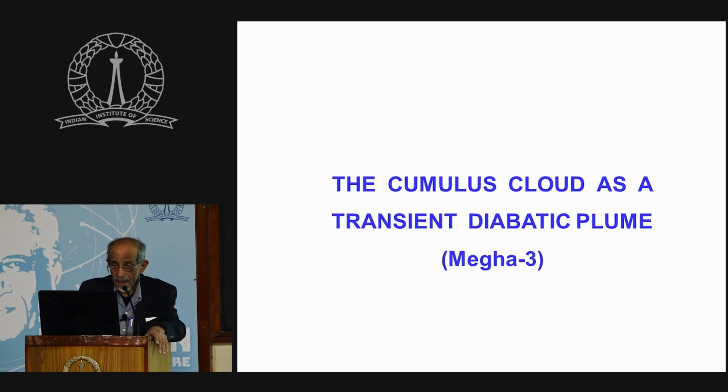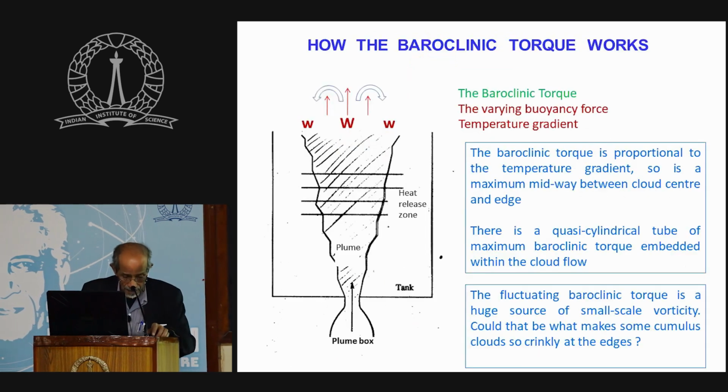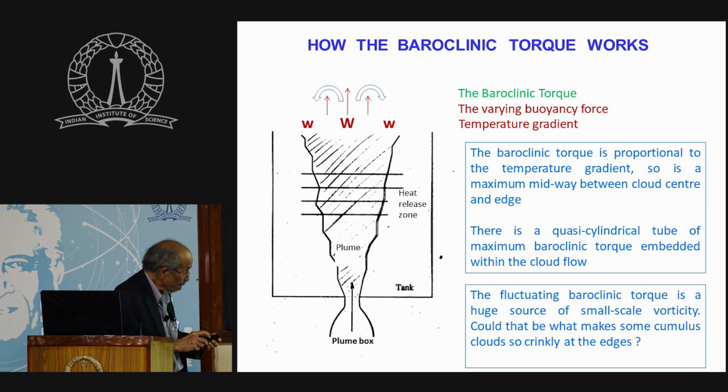Now, we have here a comparison of cloud shapes. This is no longer temporal. And we release heat here. This is how the baroclinic torque comes about.